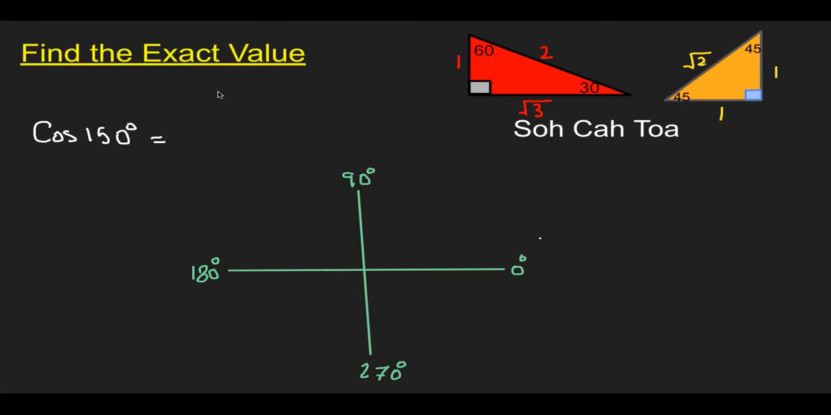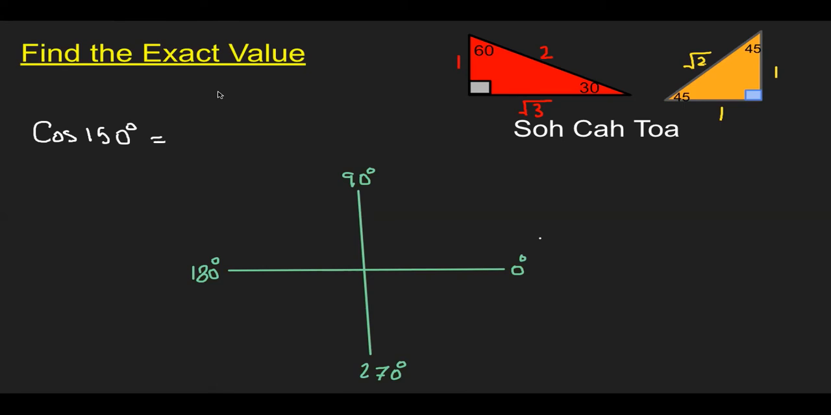In this video, I'm going to show you how to find the exact values of trig ratios. The usual trig ratios that we do in grade 11 are sine, cosine, and tangent. However, we're going to step up a little bit and go to the reciprocal trig ratios, which are cosecant, secant, and cotangent. I'll show you how to do that later, but we're going to start easy with finding cosine 150.